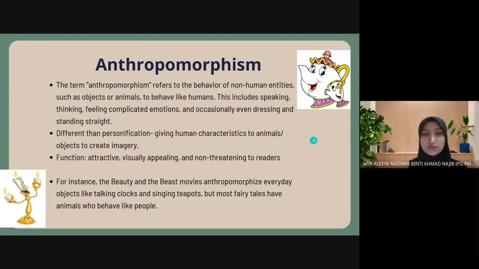We use anthropomorphism to make the literary work itself attractive, visually appealing, and non-threatening to readers.